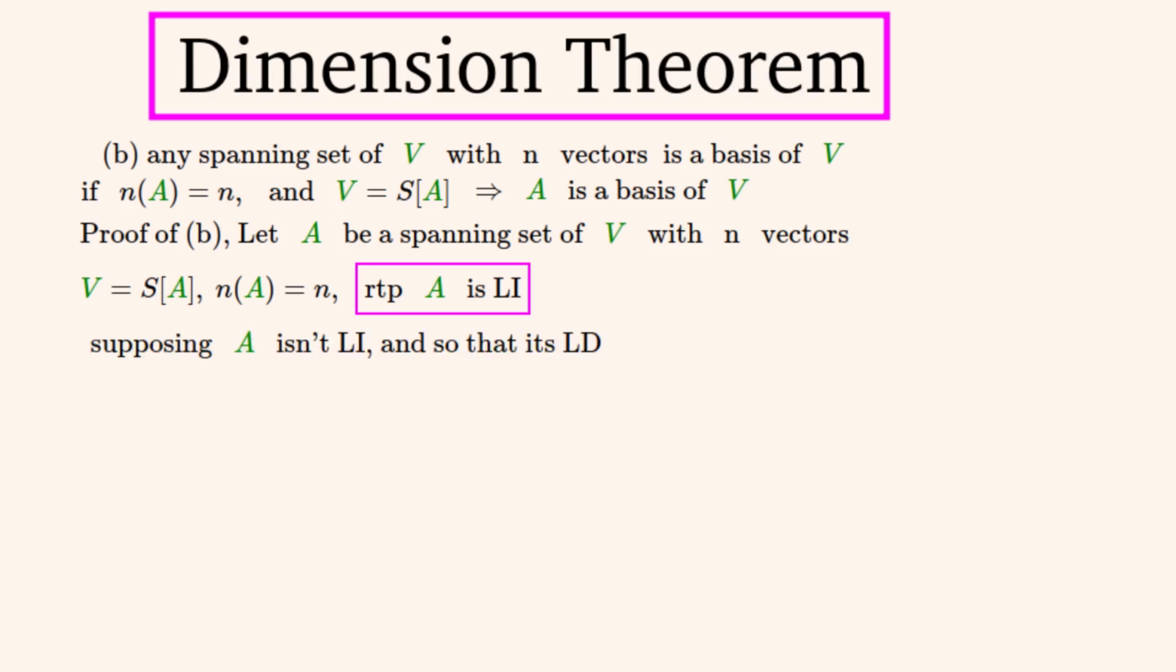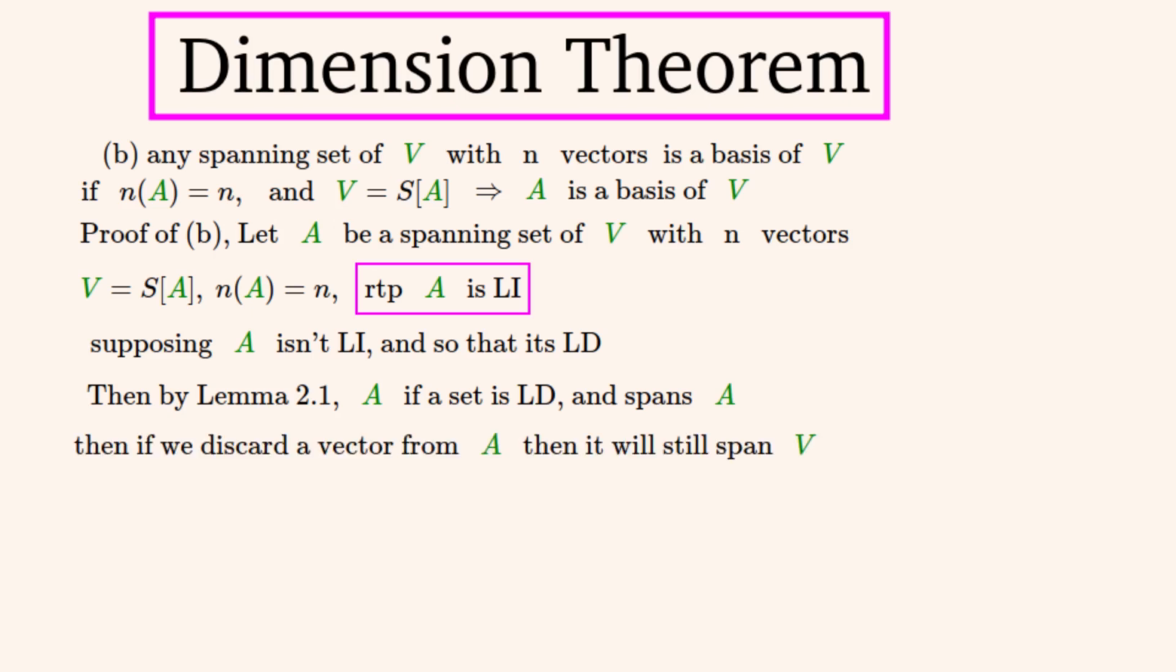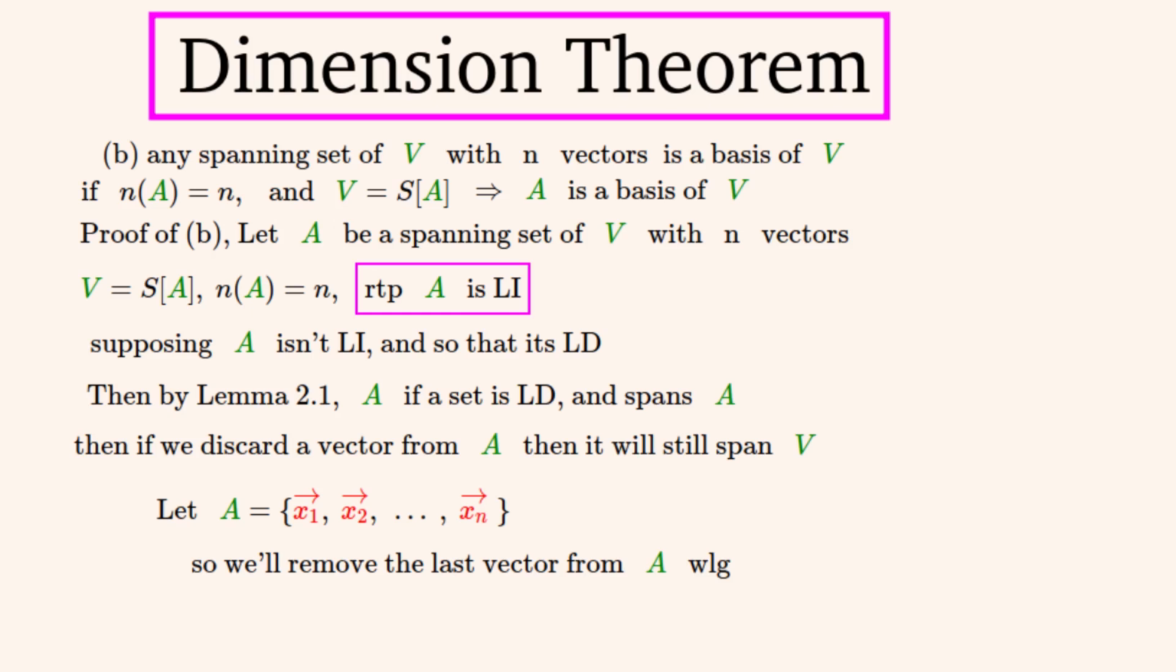So we'll prove this by contradiction. We'll assume that A is linearly dependent, and so can't be a basis. So now we'll invoke a past lemma, which is a secondary theorem, to say something about this set A when it's linearly dependent. It says that if we discard a vector from A, then it will still span V. And we'll have a closer look at what A contains. It would contain these vectors x1 to xn. So we'll remove the last vector from A without loss of generality, given by this abbreviation.